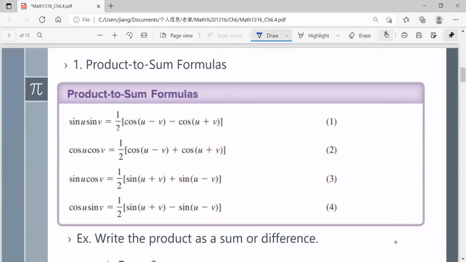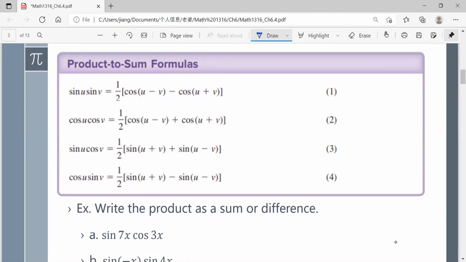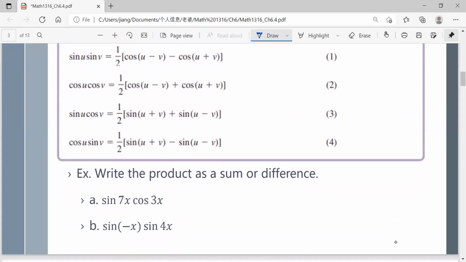The first part is product to sum formulas. Please pause the video and copy down the formulas, these 4 formulas, and then do some practice. Actually, we don't have too many things to learn. We just memorize the formulas and then use the formulas to solve the problems. So let's see the first one.